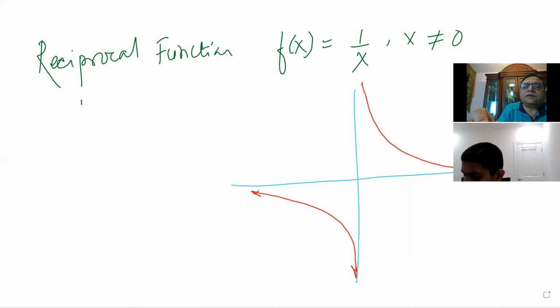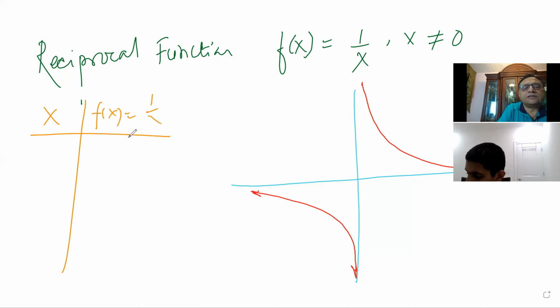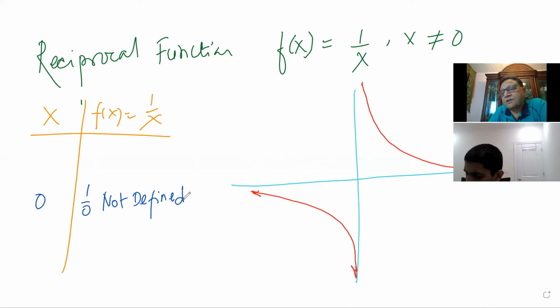Now, you could actually sketch the graph very easily by taking some values of x, and then the value of f of x is 1 over x. So, let us take some values. If I take 0, I get 1 over 0, right? Not defined. One over 0 is not defined. Actually, at this point, we have a vertical asymptote.